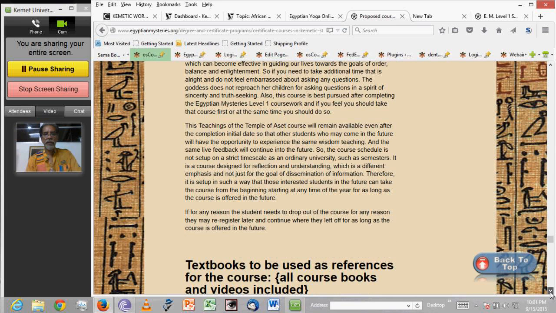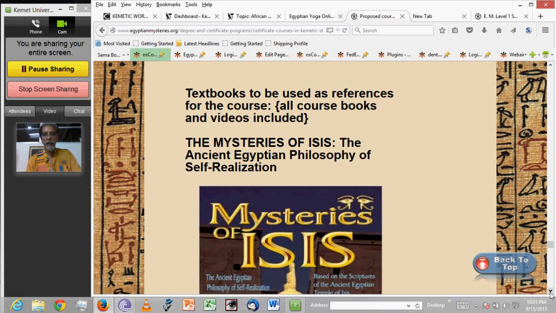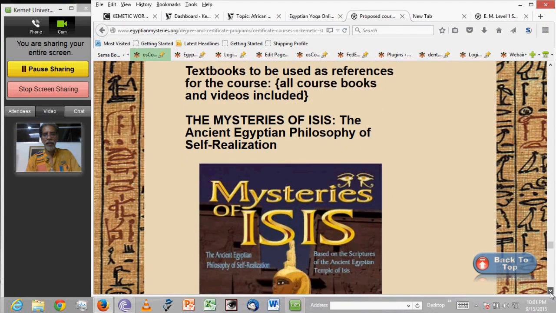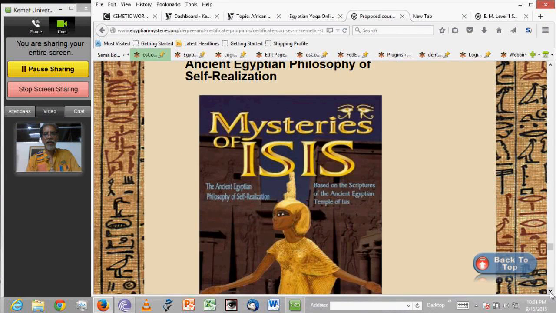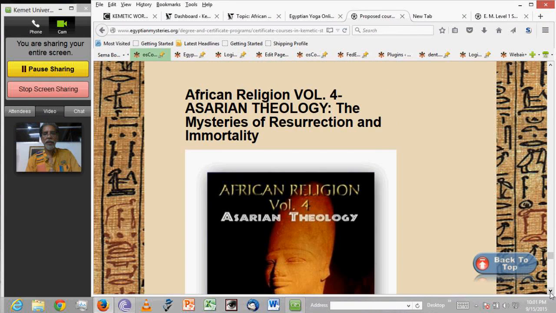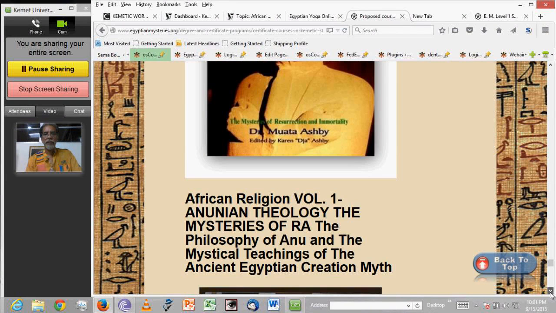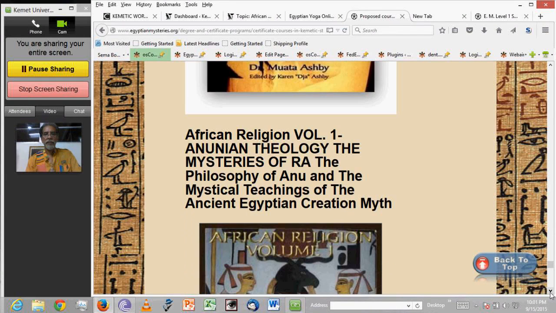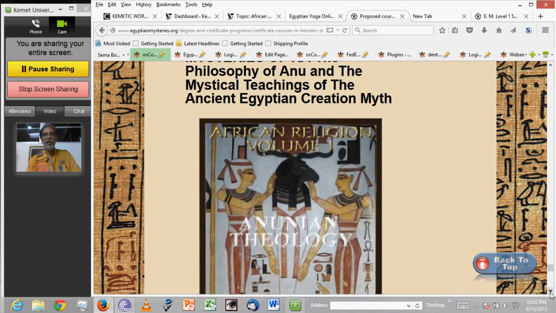The textbooks that will be used in the course and that are provided in the course are Mysteries of Aset, the Assyrian Theology, and the Anunian Theology. And we're not going to be reading all from these books, but some sections of the books are pertinent to the teaching, so sections of them are going to be used. So don't get scared, there could be a lot of reading, a lot of book work, and things like that.